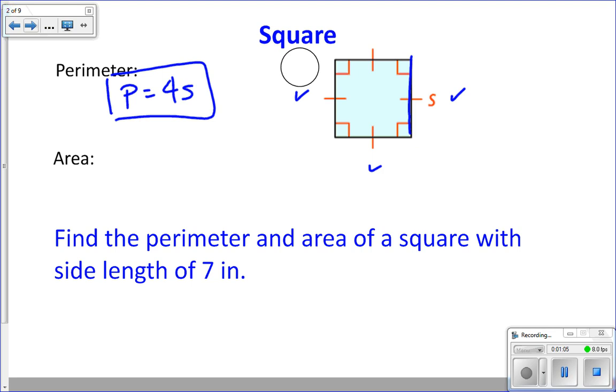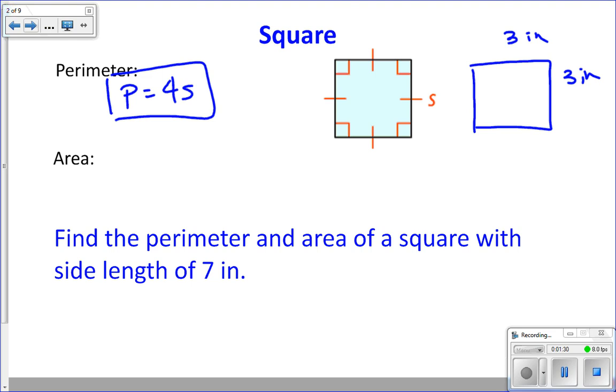Now area is a little bit more tricky conceptually. So the way you find the area of a figure is how many unit squares, square inches, square feet, square centimeters, how many unit squares will fit inside of a shape. So let me show you. I'm going to say this is a 3-inch by 3-inch square, which means on one side there are 3 inches. So each of these is an inch. And on this side, again, there's 3.